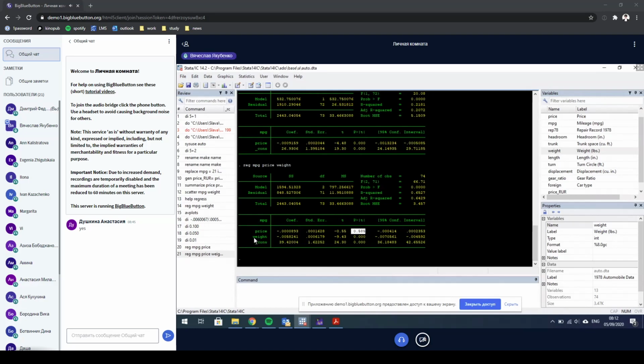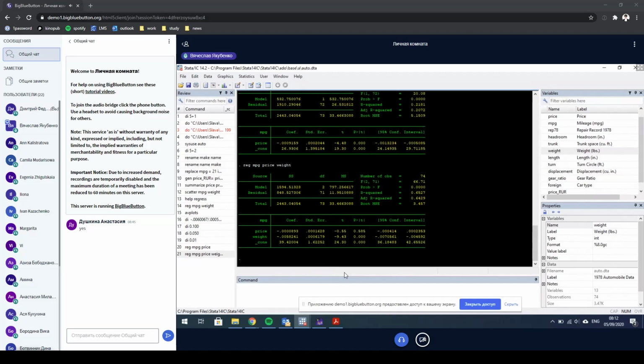With weight, it's there, nothing changed. The coefficient changed slightly, but you see it's still significant at the 99% level. 99.9, so it's actually quite a solid relationship.